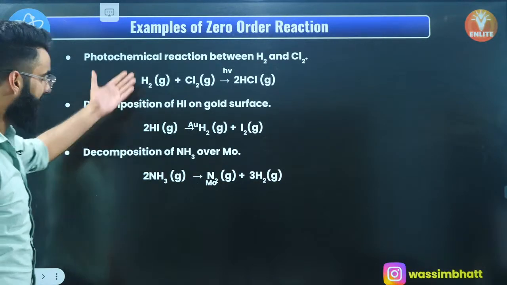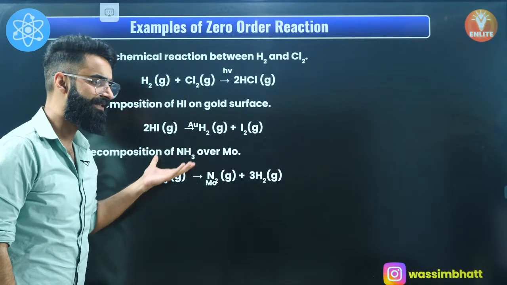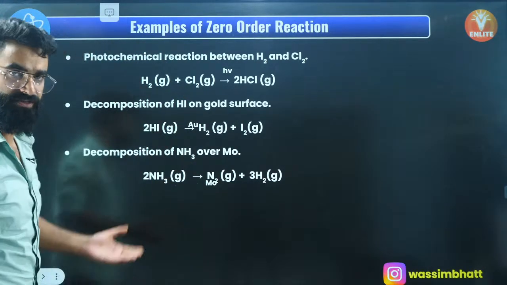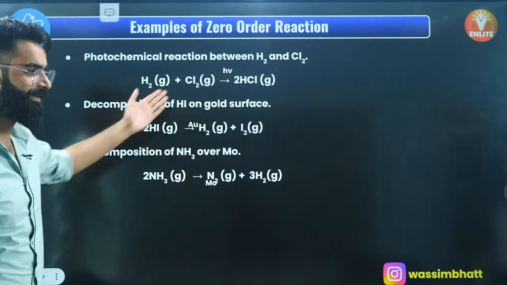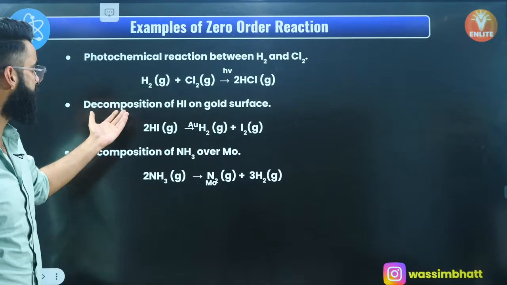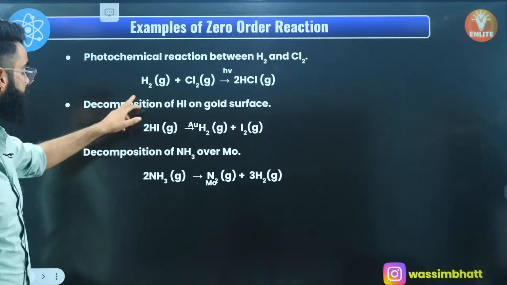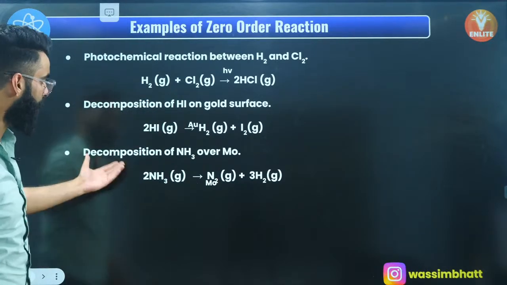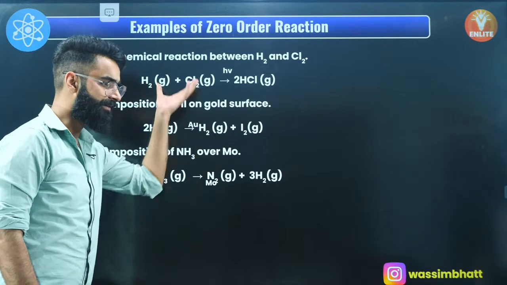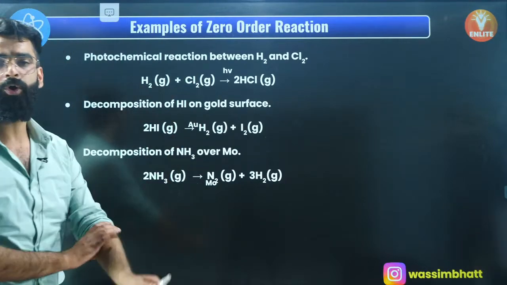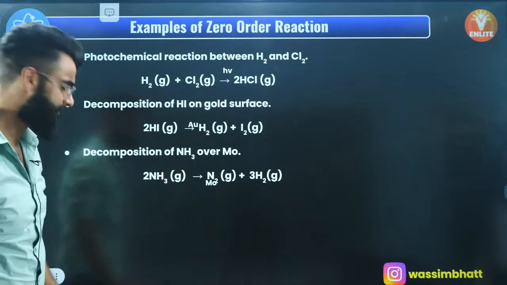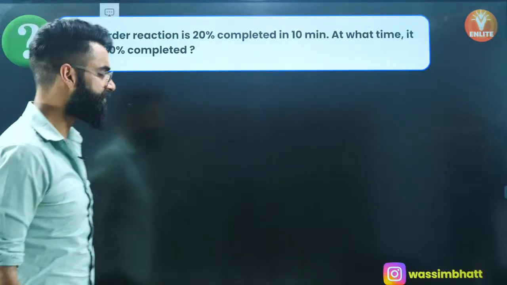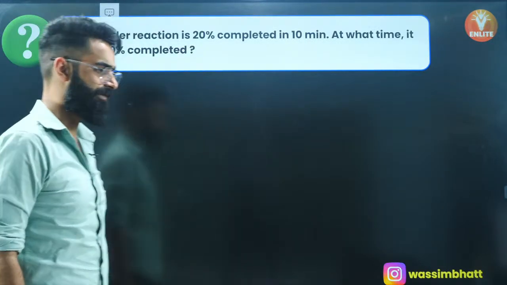Perfect. And I would want you guys to remember these reactions as well. These are the examples of zero order reactions, starting with the photochemical reaction between H2 and Cl2 in presence of h nu. Then you have got decomposition of HI over gold surface. Then you have got decomposition of NH3 over molybdenum. These are the common examples of zero order reactions. These are something which you need to remember, that's it, right? So let's try to solve the questions based on the concepts which we have discussed till now.